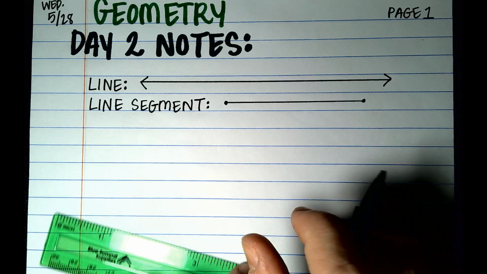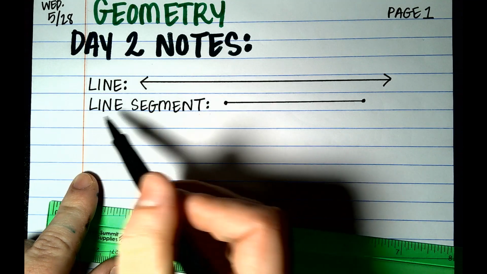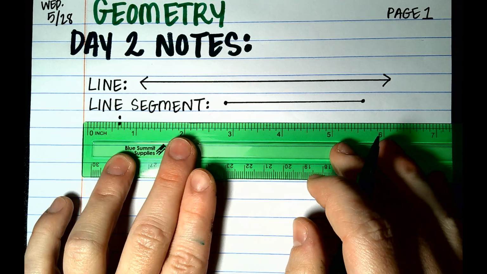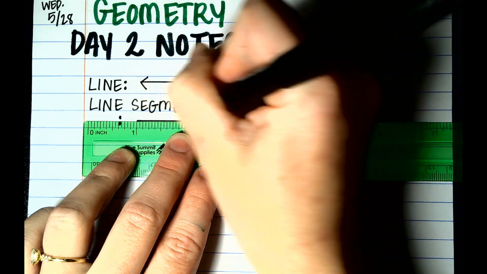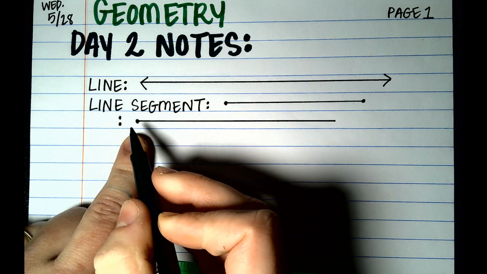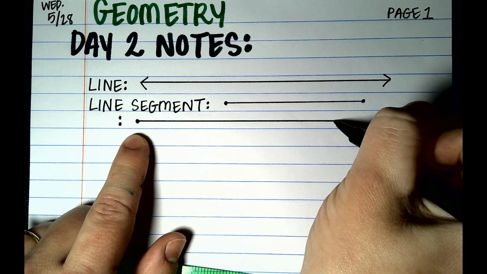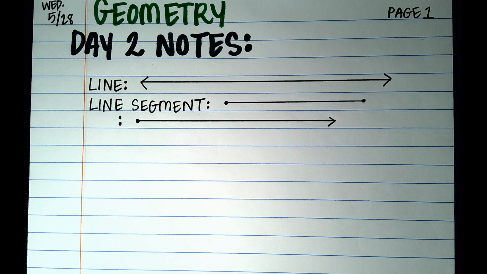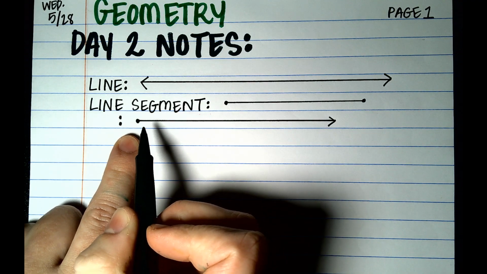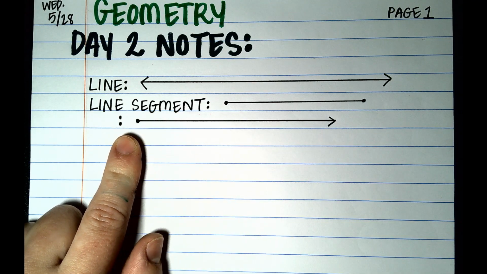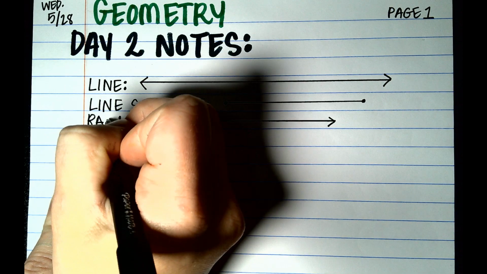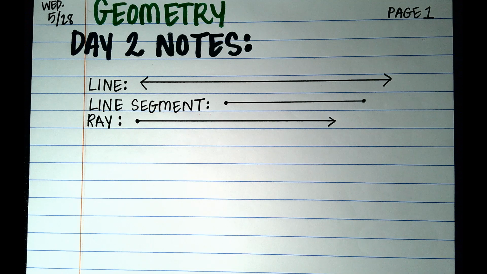Now, before I write the word, I'm going to draw the picture. It's only a 3-letter word, so you don't need to leave too much space. Does anybody know what this is called? We have one end point, and then one end goes forever. A ray! Yes! A ray has one end point, and the other end extends forever and ever and ever. And that is just spelled R-A-Y, ray.